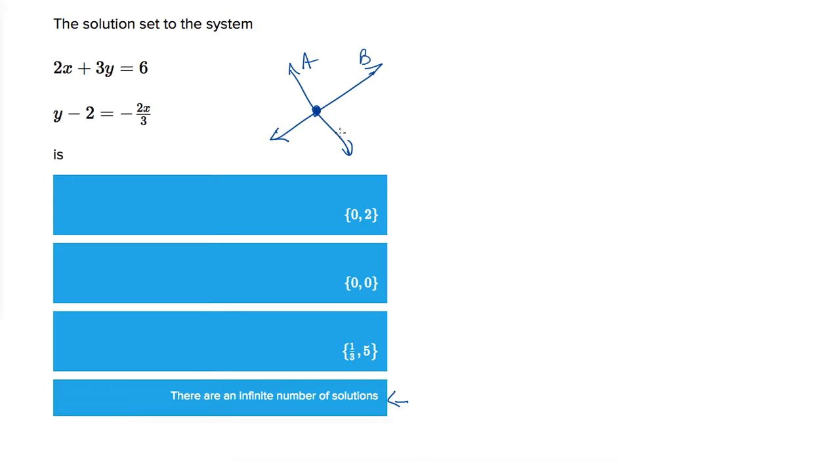Now, you'd have infinite solutions if those lines actually are the same line, right? And you'd have no solution if those lines are parallel and they never cross. So all we have to do is figure out first, if these are actually the same line, then the correct answer will be there are an infinite number of solutions. So that would be the first thing to check.